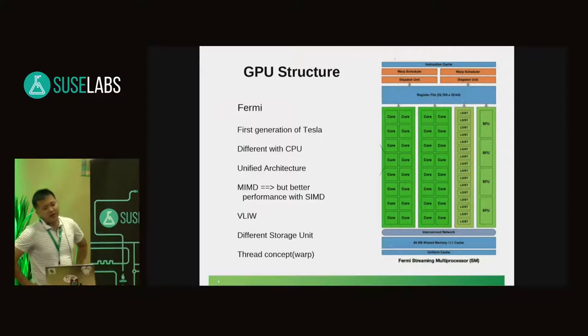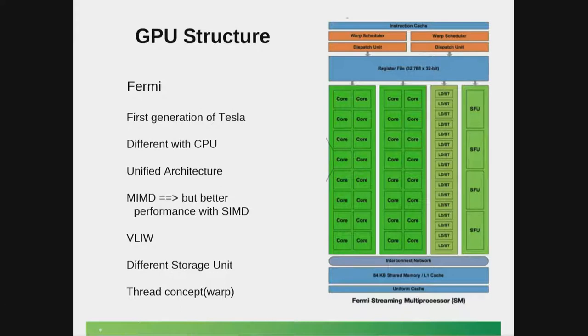And here is a modern GPU structure. This is Fermi, the first generation of the Tesla GPU card. Of course, from then to today, with Volta, they have changed a lot. But anyway, it will give you a basic idea of how a GPU works. First, you can see this is different from a CPU, of course. There is not so much instruction branch or instruction prefetch hardware there. It's more designed for simple calculations.